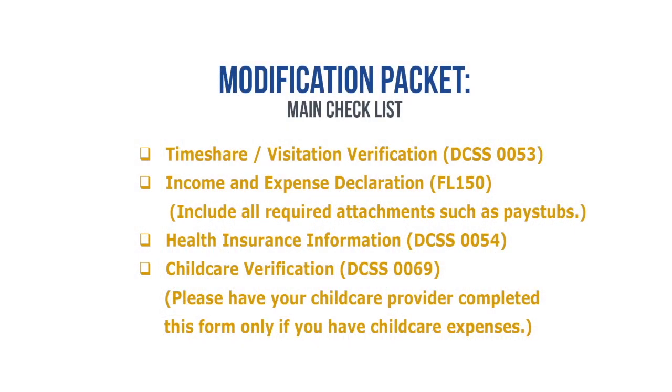And please be aware that the income and expense declaration is just one of 4 documents within the modification packet that you'll receive from the Department of Child Support Services. So the 4 documents that you would get include the income and expense declaration, the visitation verification, the health insurance information form, and the daycare verification.